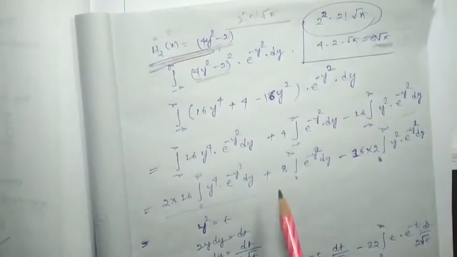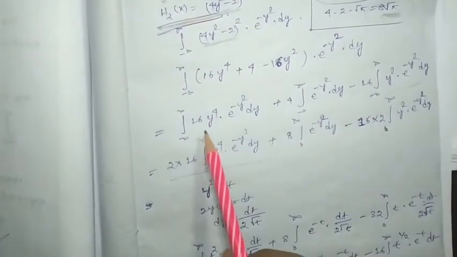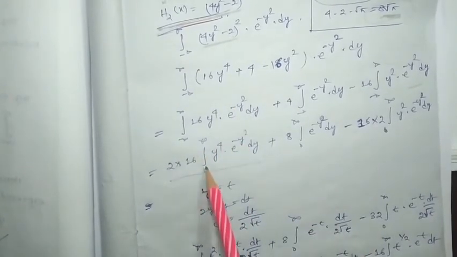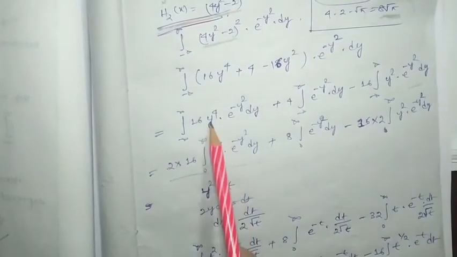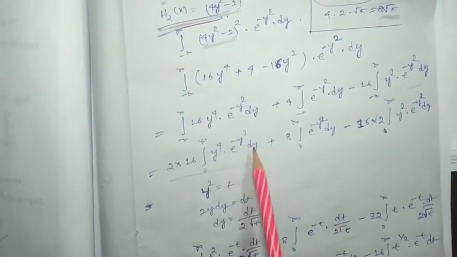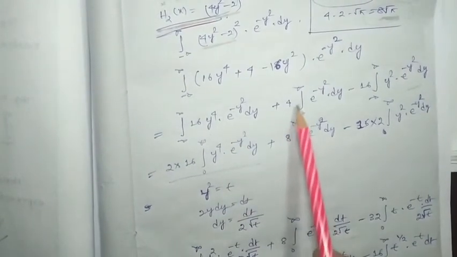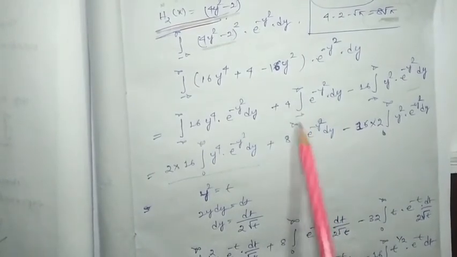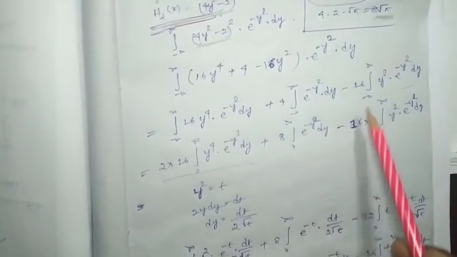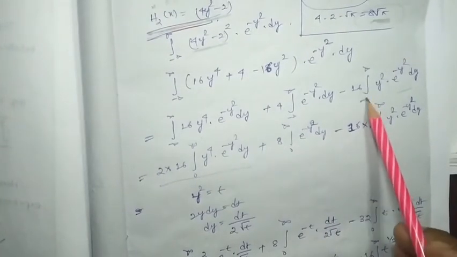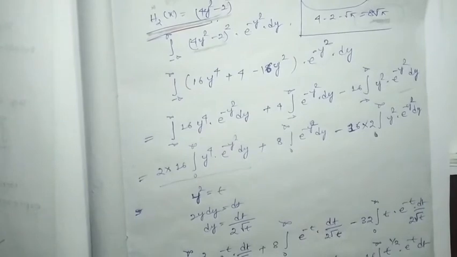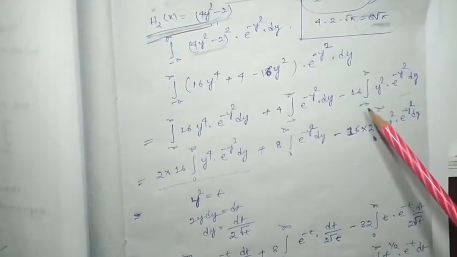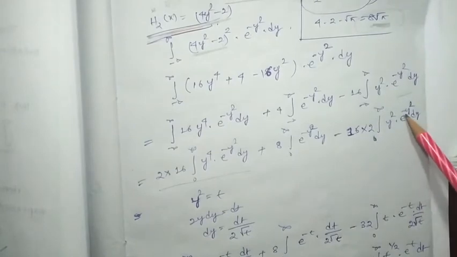Okay, so here this function is even function, so it can be written as 2 into integral from 0 to infinity y to the power 4 e to the minus y square dy, and it can be written as 2 into, that means 8 into integral from 0 to infinity e to the minus y square dy, and here also it can be written as 2 into integral from 0 to infinity. It will be 16 into 2 integral from 0 to infinity y square into e to the power minus y square dy.